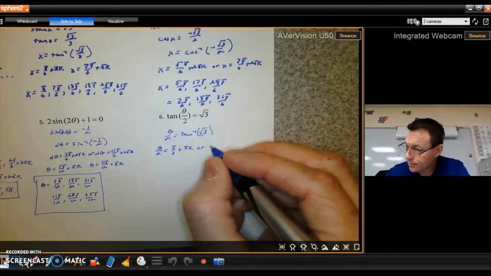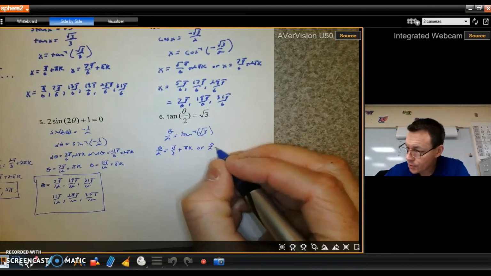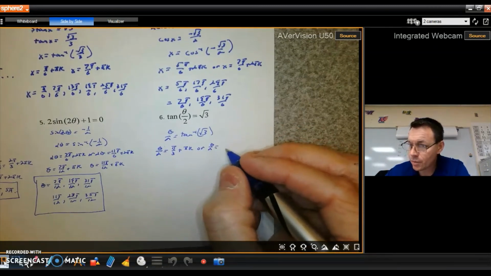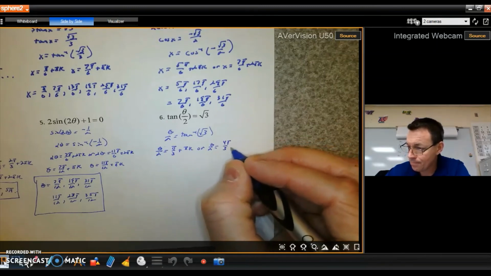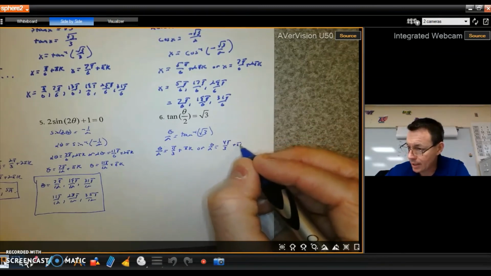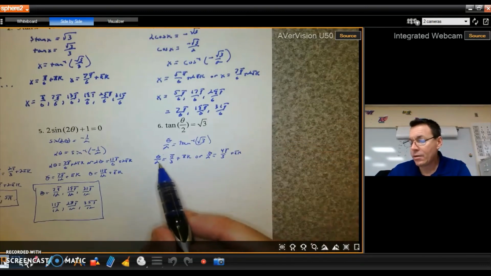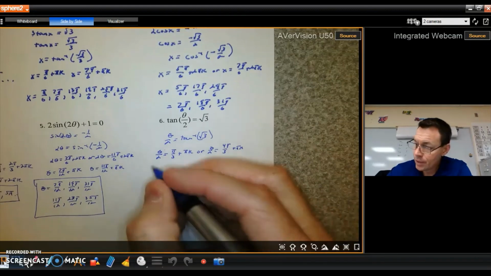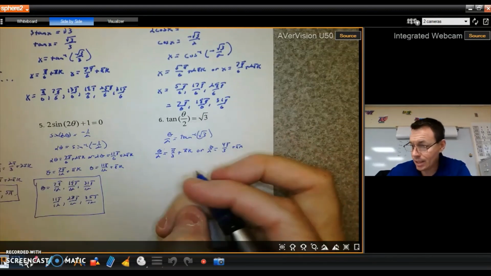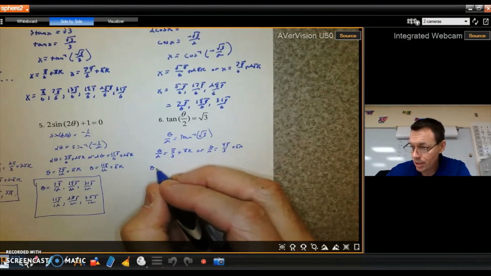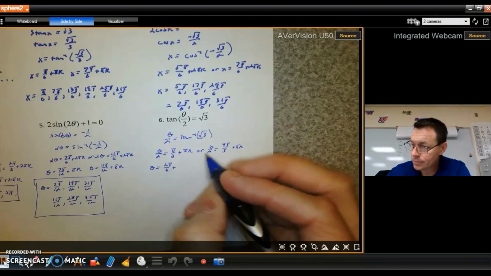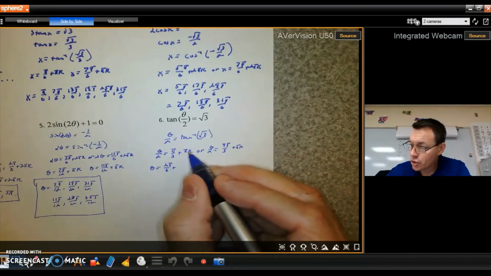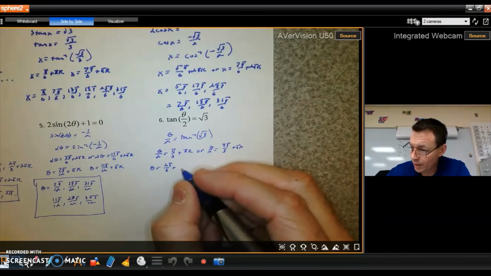Or theta over 2 equals, what did we say the other one was? We got pi over 3, we got 4 pi over 3. 4 pi over 3 plus pi k. And then for this one, since theta is being divided by 2, I need to multiply everything by 2. So if I multiply everything, again, distributing, theta equals, this will now be 2 pi over 3. This will now be 2 pi k.